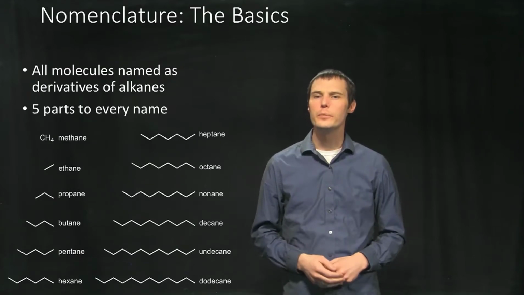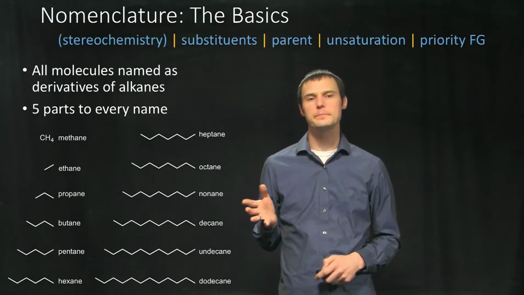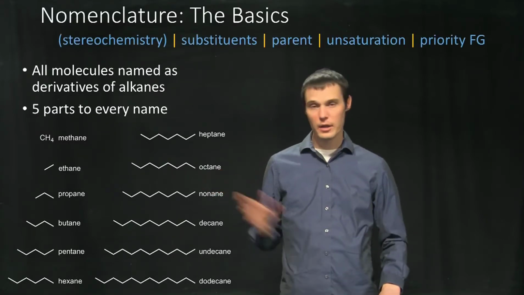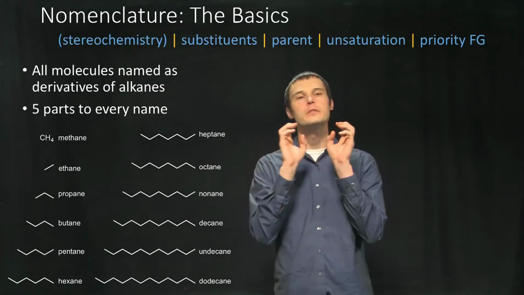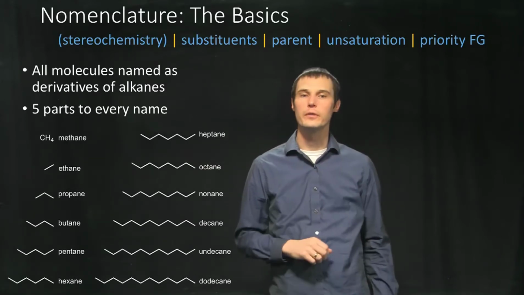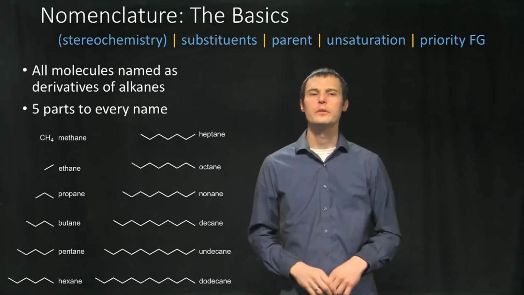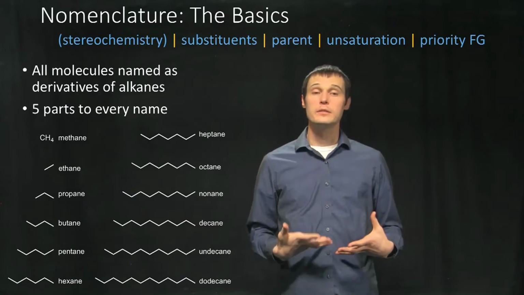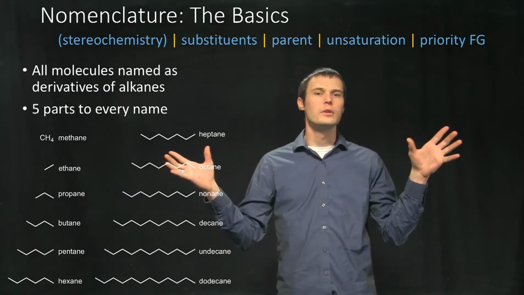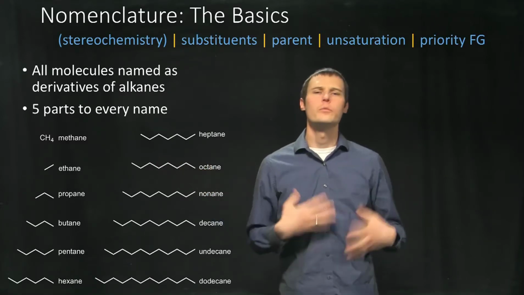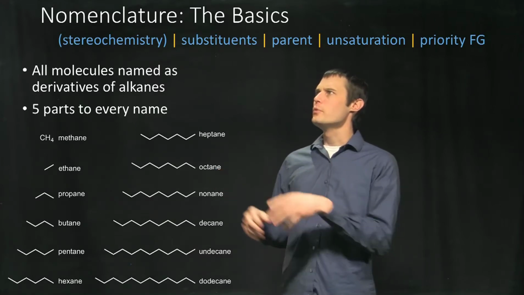The next thing that we need to know is that there are 5 parts to every name when we name a molecule. These are the 5 parts, and they always go in this order. Stereochemistry always comes first, then the substituents, and then the parent, then the unsaturation, and finally the priority functional group. Those words may not mean much to you right now. Again, we'll learn by doing a little bit later, but I just want to get us used to hearing these words, seeing the overall structure, overall pattern for naming, and then when we do some examples, it'll kind of fall into place.